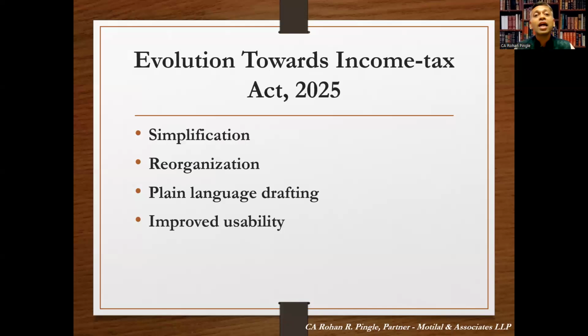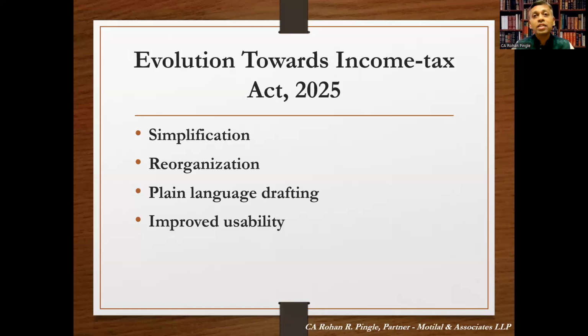Now let's understand the evolution towards the Income Tax Act 2025. So over time, repeated amendments increased complexity. So the Income Tax Act 2025 framework seeks to simplify the language, improve readability, rationalize the structure, and enhance what? Accessibility. So the objective is not merely legal reform, but also improved understanding, compliance, and simplicity.